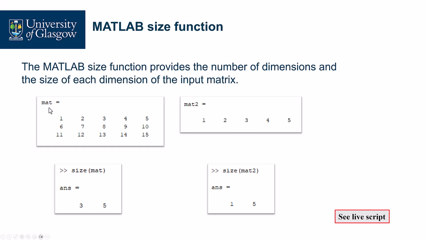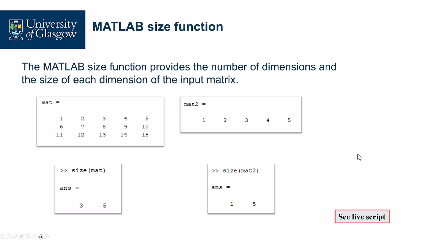We can say mat equals our own matrix, 3 by 5. And we can see the size of mat. So what is it? 3 rows, 5 columns. The first position is the number of rows. The second position is the number of columns. Similarly, this matrix is 1 by 5. So we use size, and it can tell us 1 row, 5 columns. Right, so this is the size function.